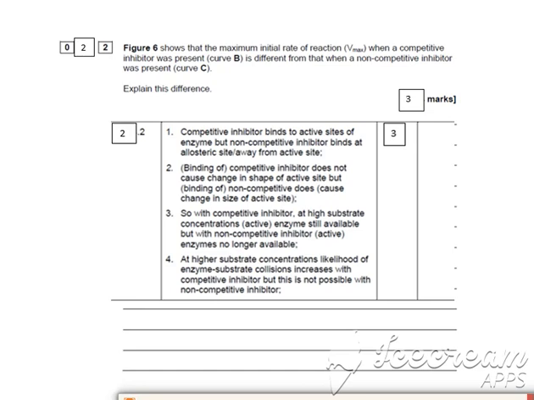But with the non-competitive inhibitor, because the active site has changed shape, even if you have more substrate added, the substrate is no longer complementary to the active site, therefore they will not fit together.